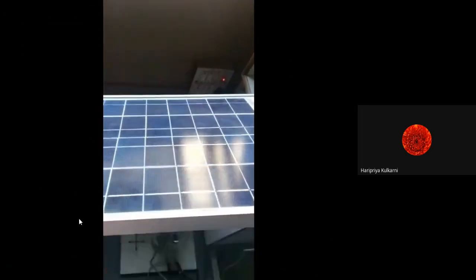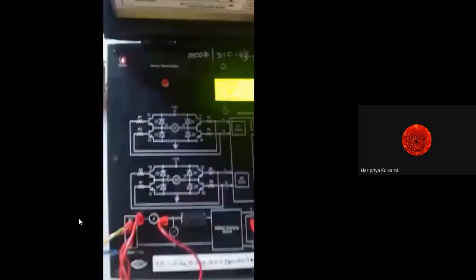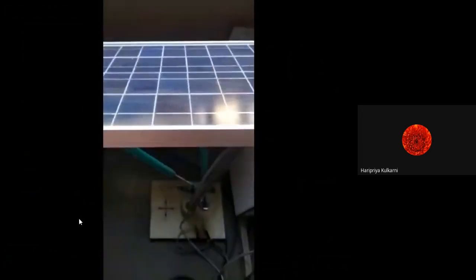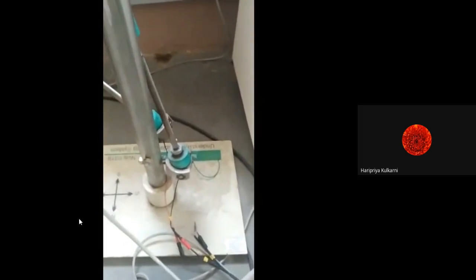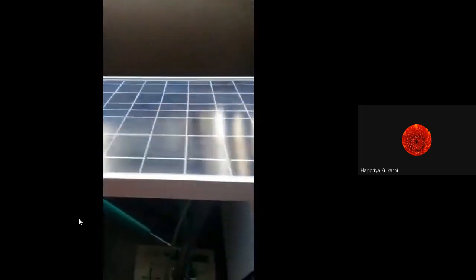We'll take one reading. Okay, so take down the reading. Now your voltage is 14.11. The x coordinate has been changed. It is 30 degree now, and the y coordinate is 6 degree. Let us operate the motor once again and observe the panel is moving. See, this motor is operating and rotating. It will give movement to the panel through this rod, and our panel is moving. Okay, let us stop and have one more reading.